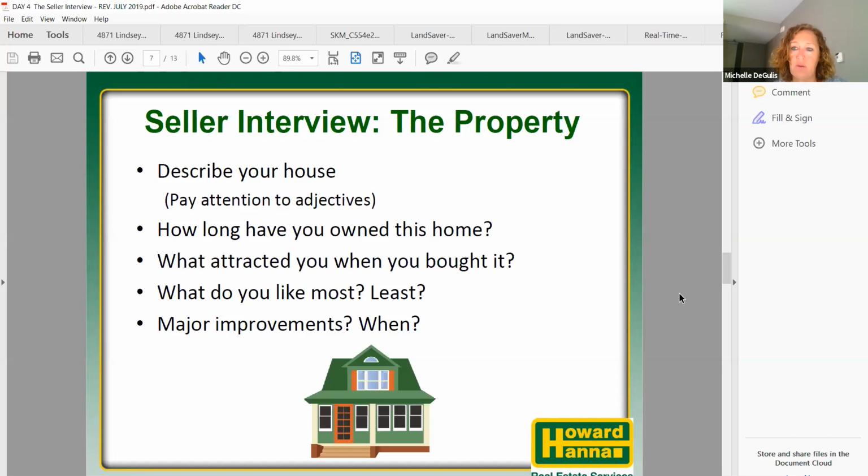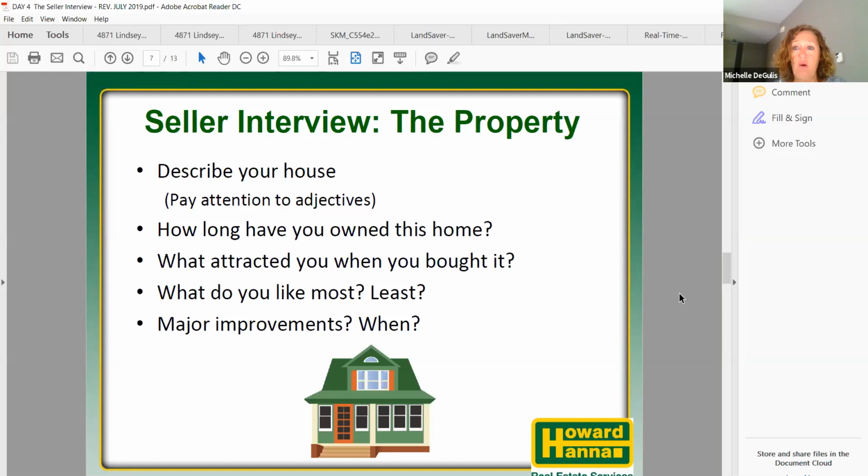Again, you're picking up on clues about what kind of emotion they have in that house. So pay attention to their adjectives. Write those adjectives down as you're talking with them. Those will be key adjectives that you might use when you describe the property, when you put it into the multiple listing service, or when you're putting together your marketing materials. Pay attention to the adjectives they're using, because that will help you as you go to market it.